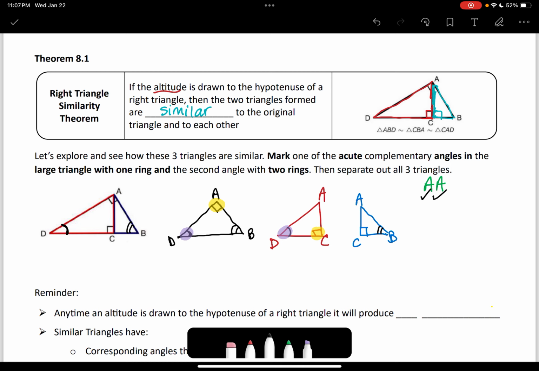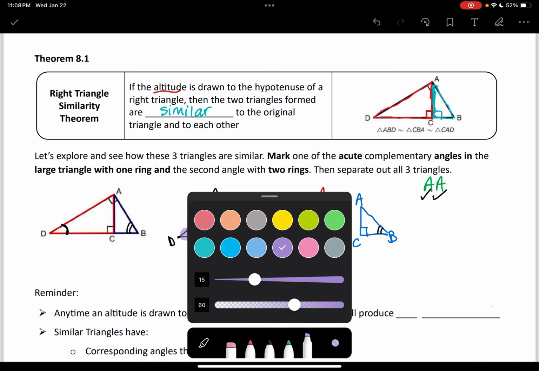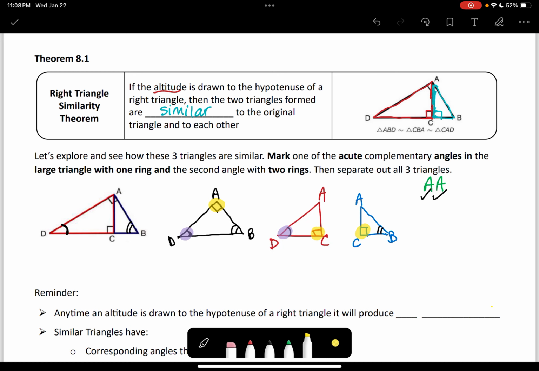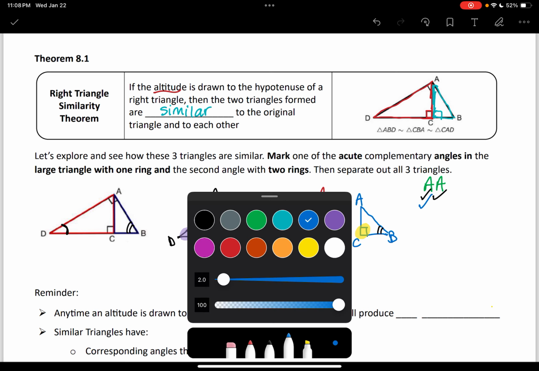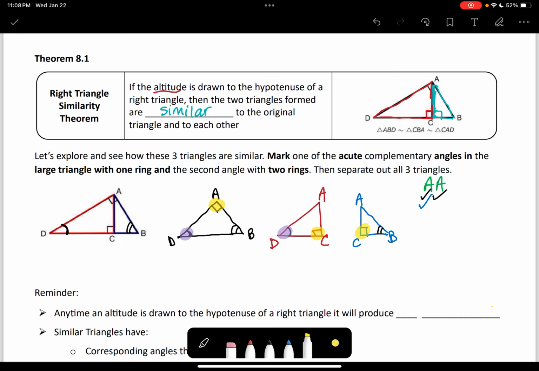Same could be said here for the black triangle and the blue one, right? For the black triangle and the blue one, we see that it's got the right angle. That's one pair. You do this in blue here. And it's got the second pair here with the two rings, right? Denoted by those two. So what we see here is that these triangles are similar by angle, angle, right?